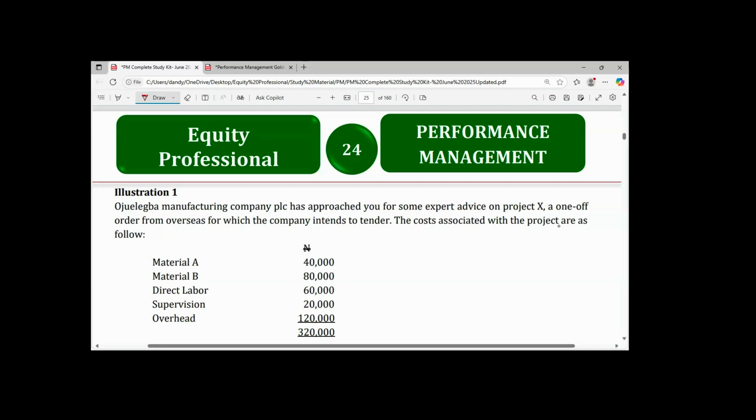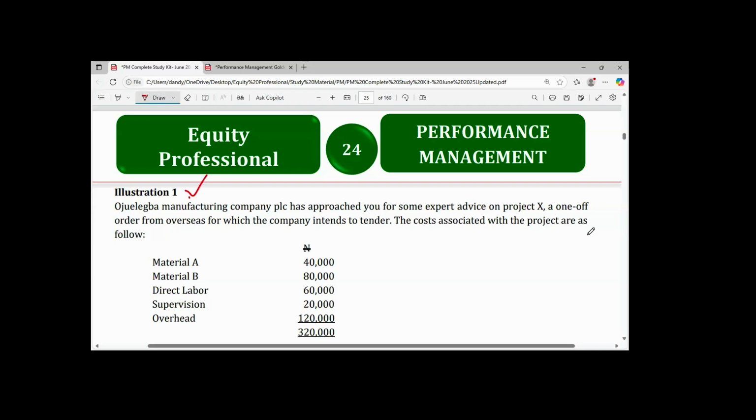Then under labor, we talked about the shortcut to identify relevant cost of labor. Basically, we talked about two items. One is spare capacity, then two is full capacity. Again, I explained what you should look out for under each of them. We then proceeded to solve a question, illustration number 1, which is Ojuelegba.